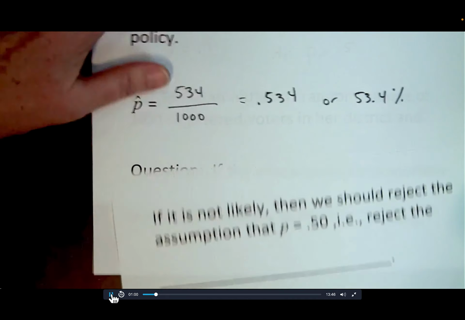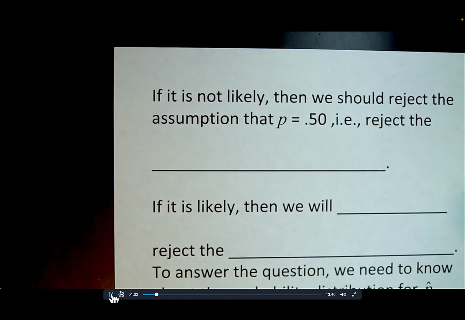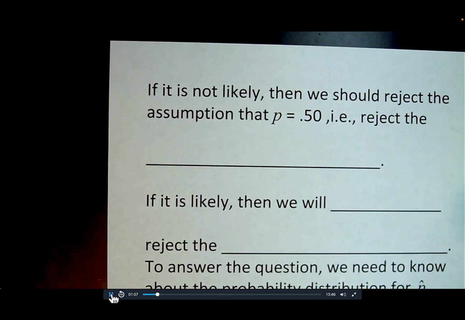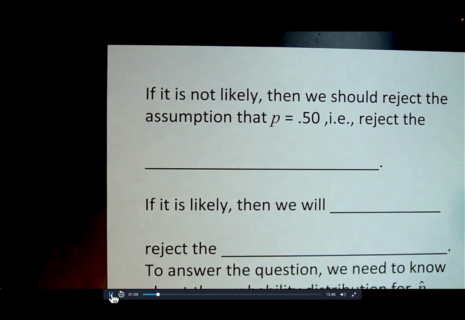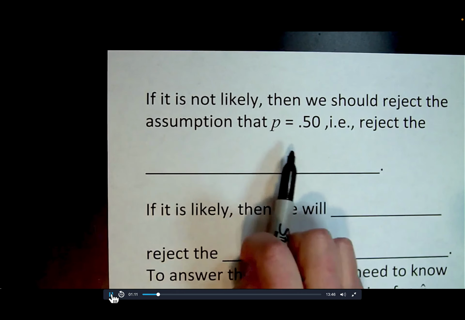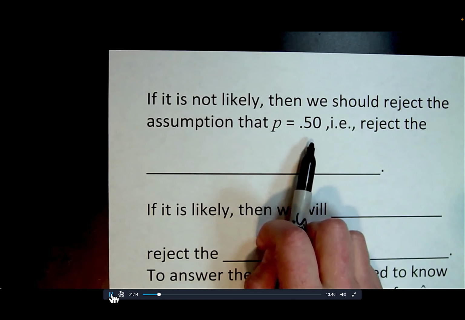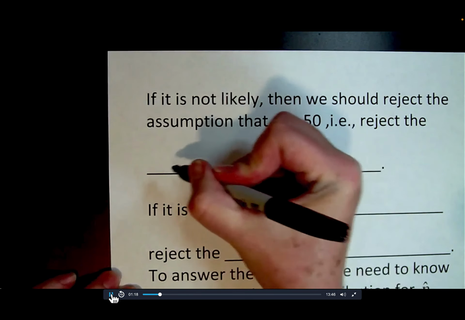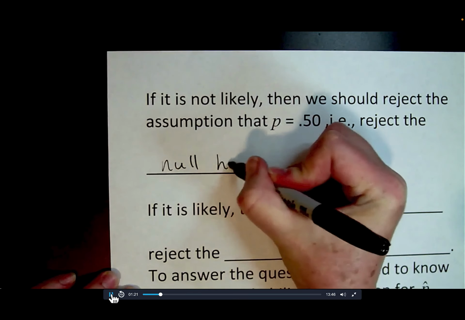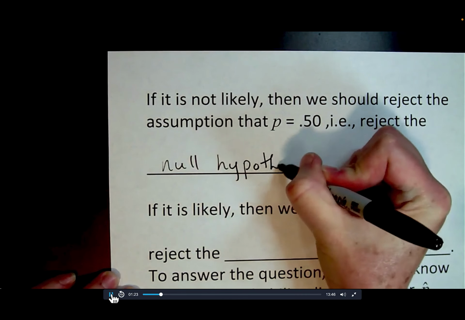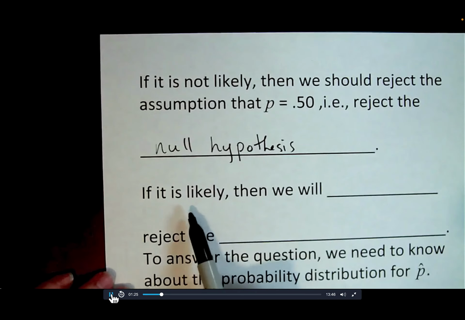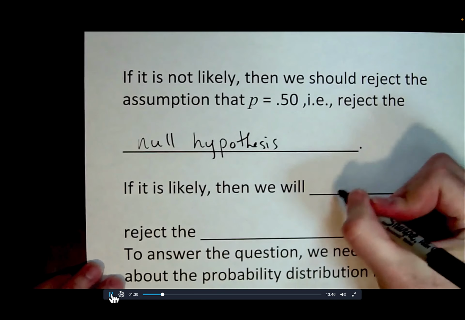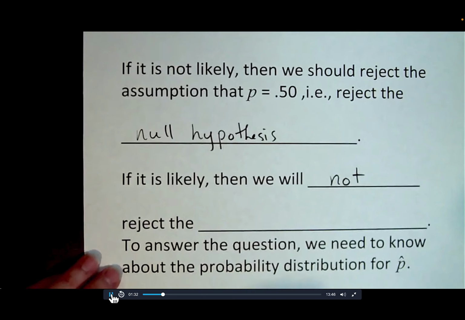Okay, and it looks like I've got some space here for us to say some of that in the notes. If it is not likely that we got 0.534, then we should reject the assumption that the population proportion is actually 0.50. In other words, we should reject the null hypothesis. If it is likely, or maybe a better way of saying that is if it's not unlikely, then we will not reject the null hypothesis.